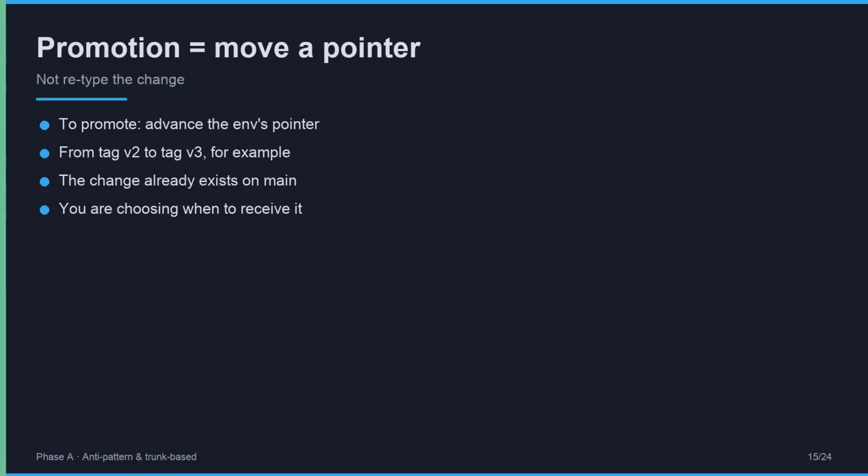And this reframes promotion entirely. To promote, you do not retype the change. You advance an environment's pointer, from tag v2 to tag v3, for example. The change already exists on main, you are simply choosing when each environment receives it. Promotion becomes an auditable, reversible decision, not a manual transcription.